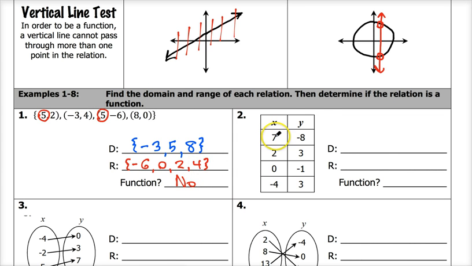Number 2, this is in table form. The domain values are simply all the x values, so that would be -4, 0, 2, and 7. The range values are the y values, -8, -1, and 3. This relation is a function because if you look at your, again, domain column or your x column, we have no repeating x values. So this is a yes function.